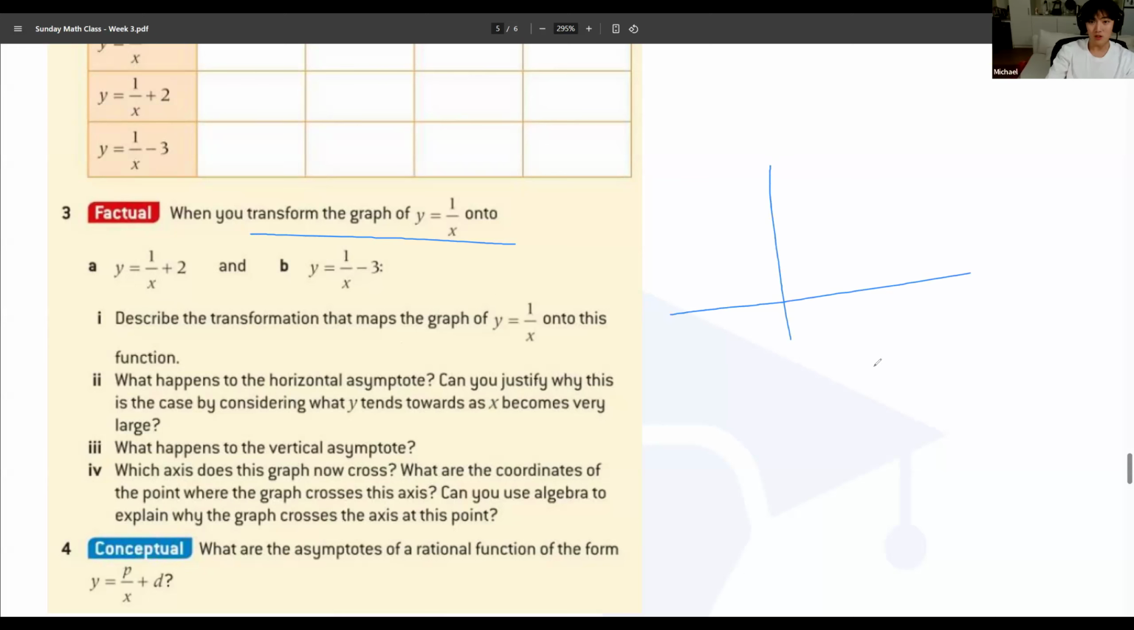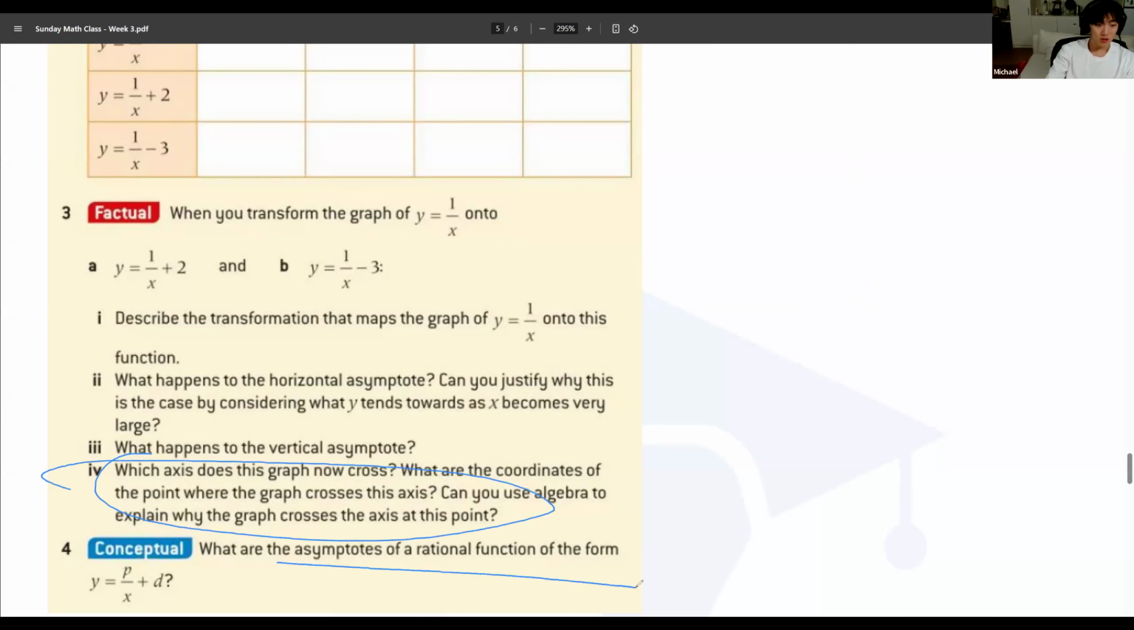If we have a perfectly vertical line, shifting it up does not do anything. That's what I mean. So the vertical asymptote is not affected. We don't have to worry about this.